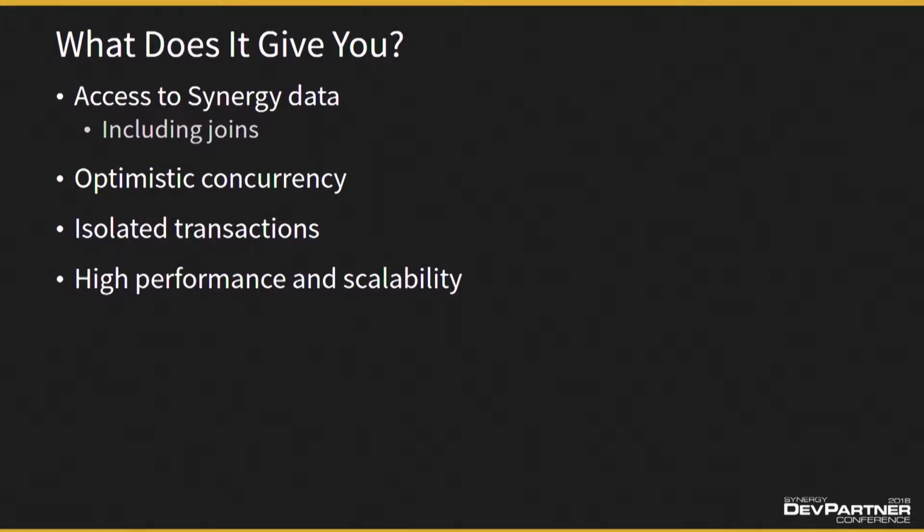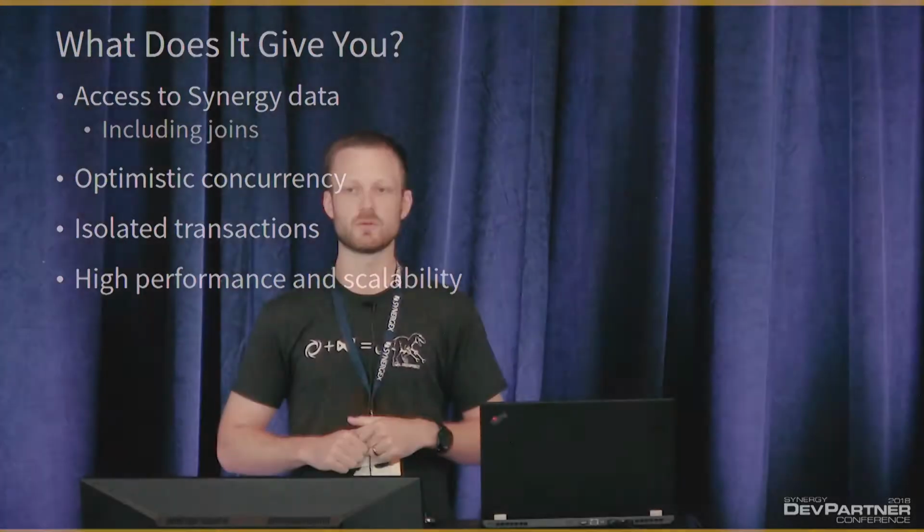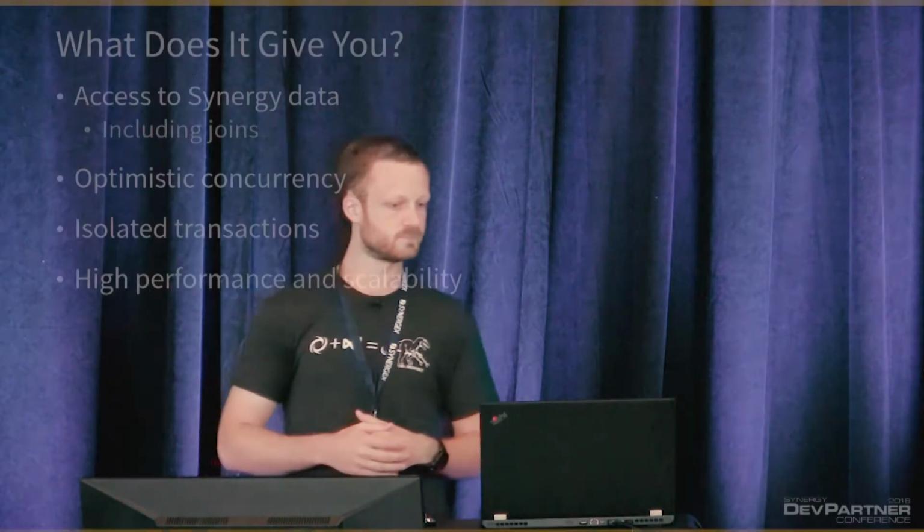And it also gives you high performance and scalability. So we do a lot of tricks around file channels and managing them, and how do we make sure that we're not doing more work than we need to do. And also, how do we very, very quickly turn Synergy data into your object graph?